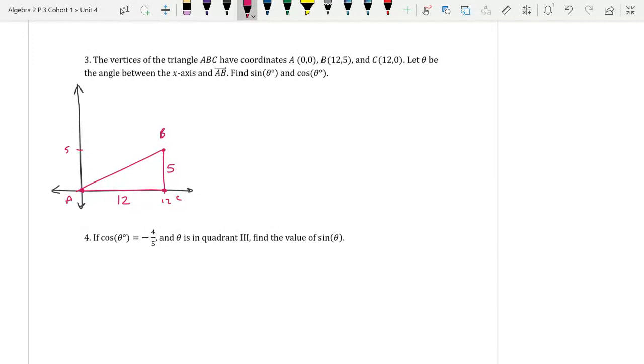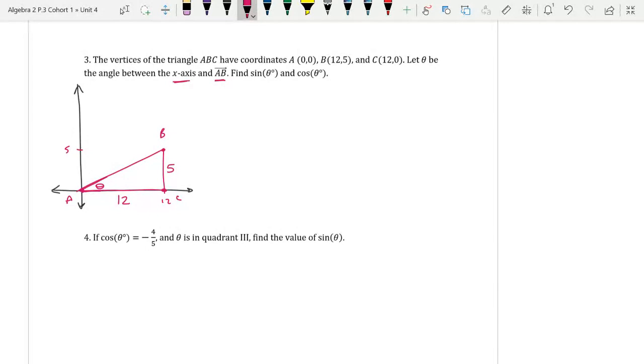So they're giving us the coordinates of the triangle. Notice it's a triangle that would give us an angle here, right? So the angle between the x-axis and AB, here's AB, here's the x-axis, here's my angle, right? Remember, the angle is always going to wind up being close to the origin.